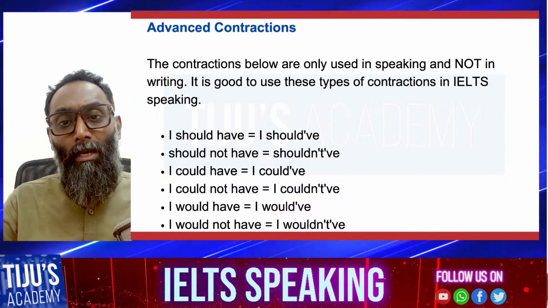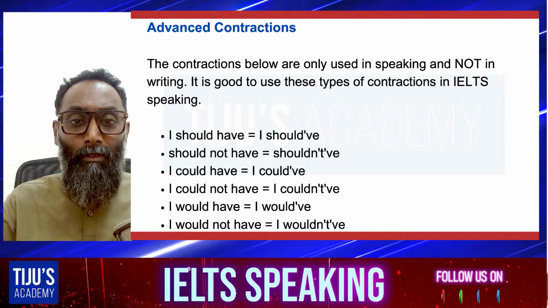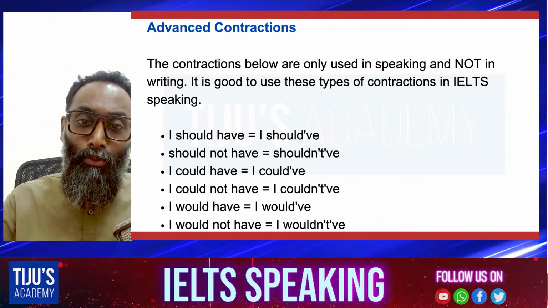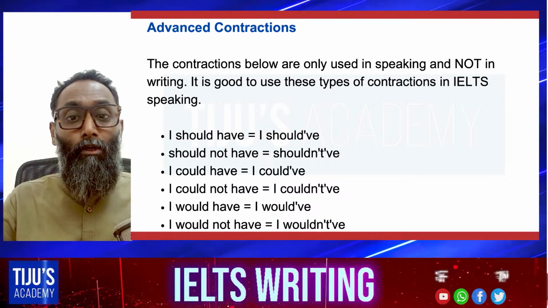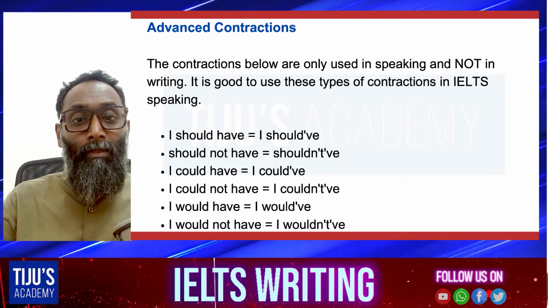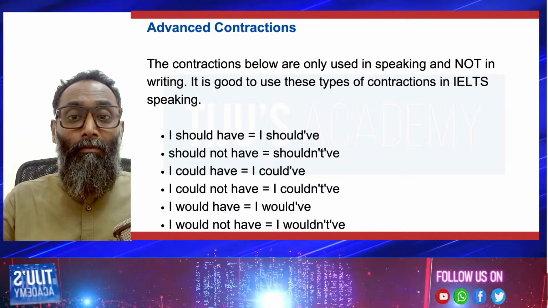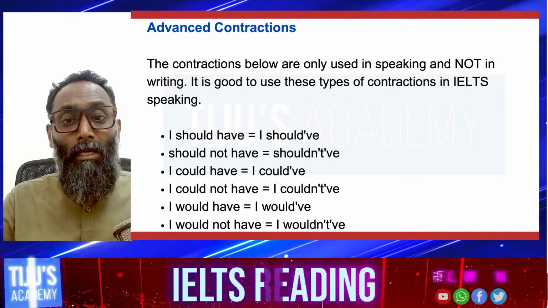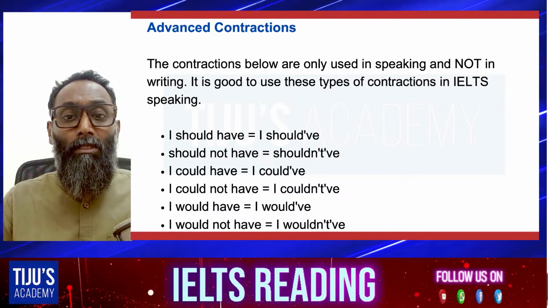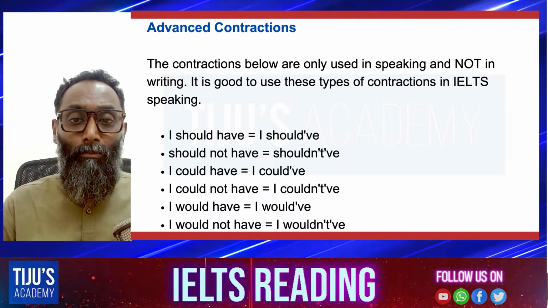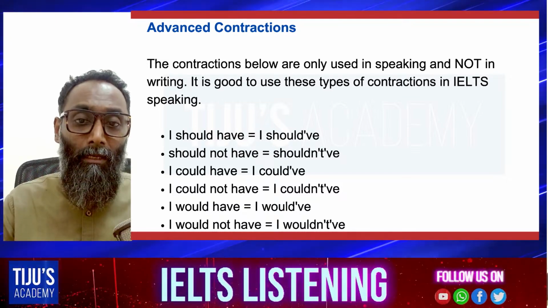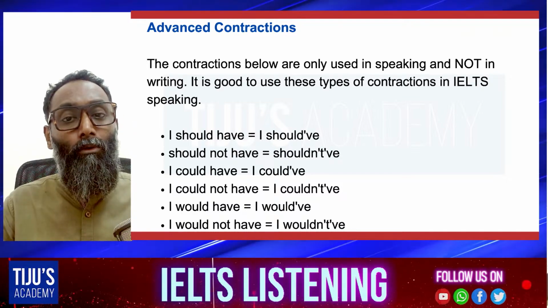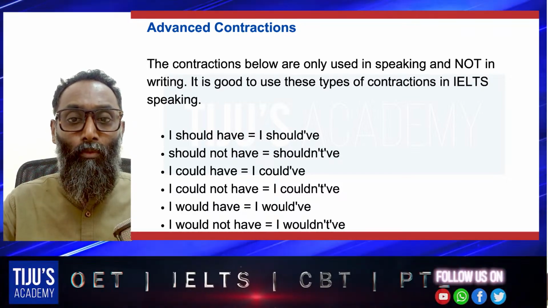I should have, should not have, shouldn't have, I could have, I could not have, I couldn't have, I would have, I would not have, I wouldn't have. So when you practice these contractions, make sure you're practicing them clearly, and your pronunciation is clear. But again, a big no for writing. Never use this in writing, whether it's your task 1 or task 2.